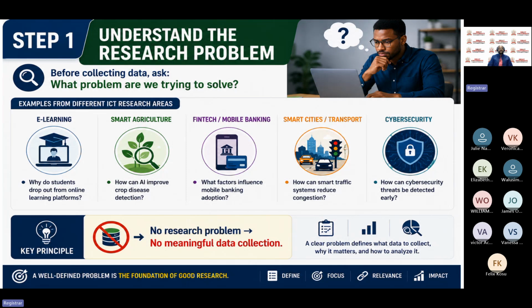This is the way you try to understand your problem. So the key principle is, if there is no research problem, there is no meaningful data collection, because the research problem is the major thing that makes you collect the data. A clear problem defines what data is to be collected, and it is important so that you can analyze the data properly and it gives a proper solution. As I told in my last session, a well-defined research problem is the foundation of good research. So define your problem, focus on what you have to collect, bring the relevance of the data, and create an impactful research. This is step one.